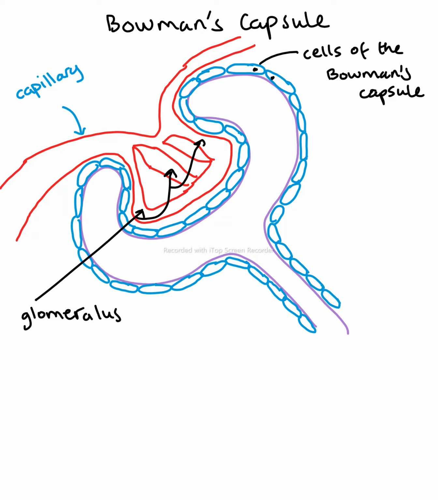And like we said, when the filtrate comes through, this here is the start of the first coiled tubule. I'm just going to write tubule for now. So it's the first coiled tubule. So that's the structure of the Bowman's capsule.